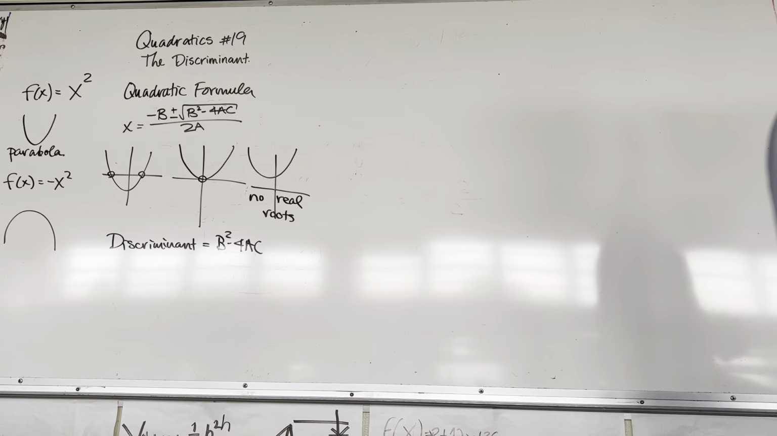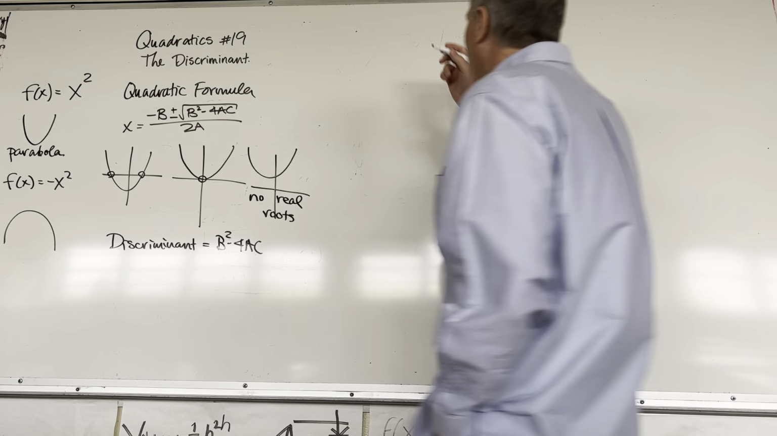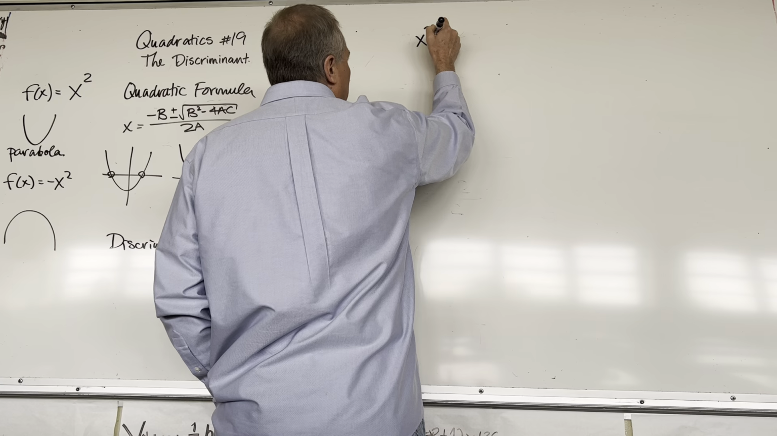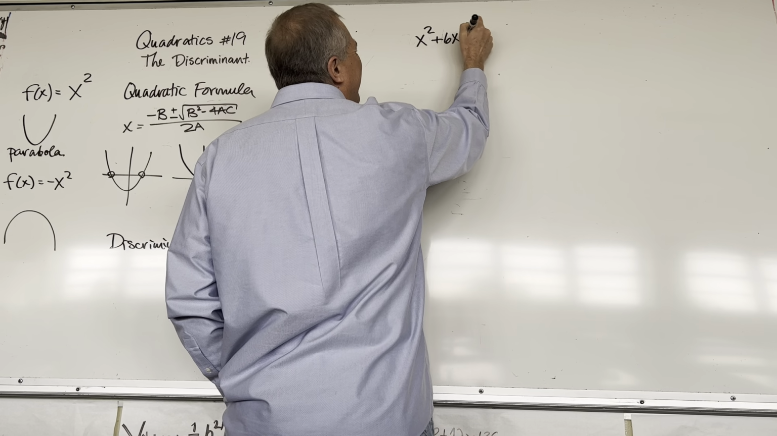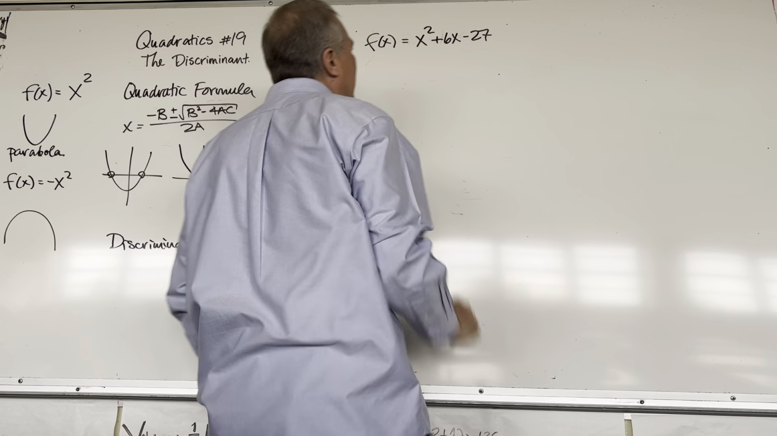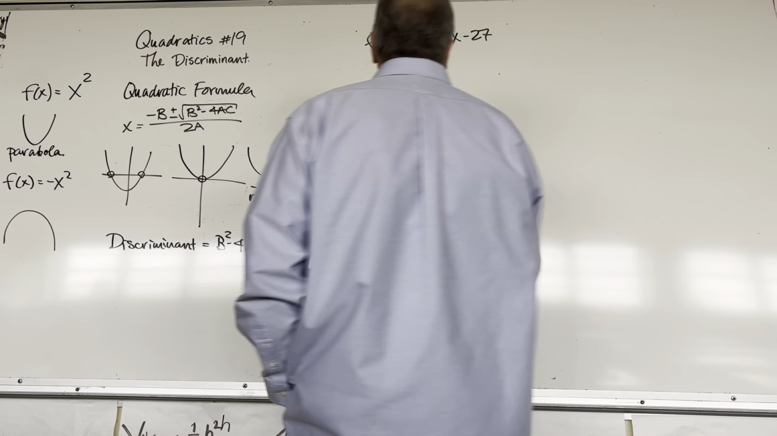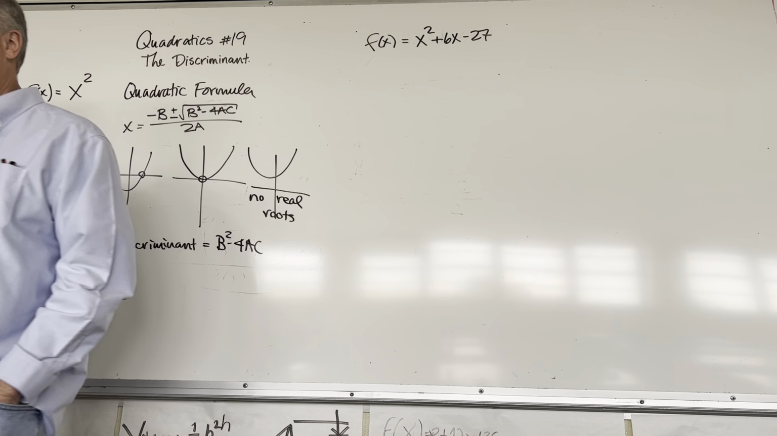Here's the first example. Let's try it and see if you can figure out what we're doing. The first example is x squared plus 6x minus 27. This is f of x equals x squared plus 6x minus 27. All right. How many roots does this parabola have?